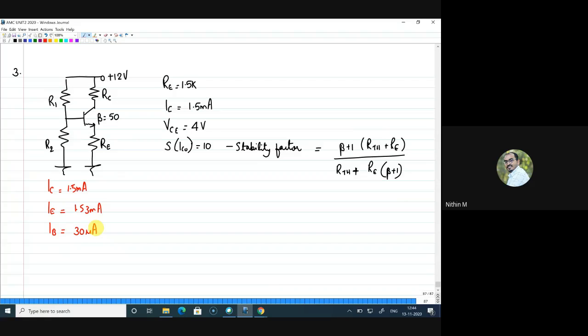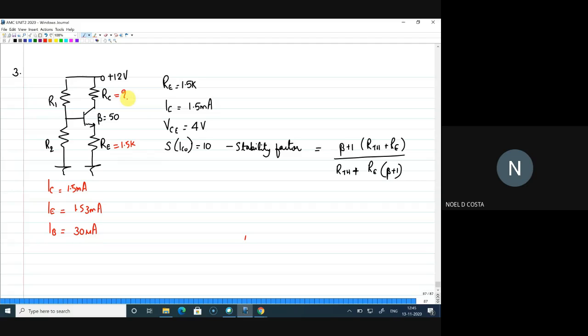Noel, do you want to add something now? So now you have the currents with you. How will you find the resistor values now? Yes, you have the current values now, so how to find them? RE value is known as 1.5K. So how to find the RC value?